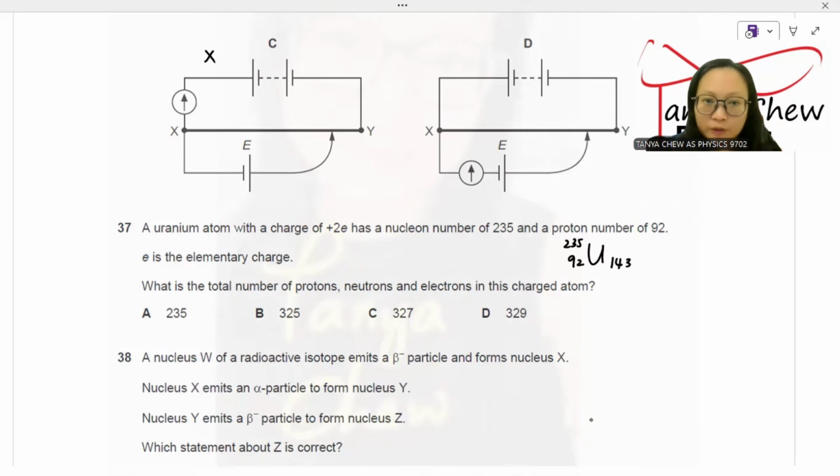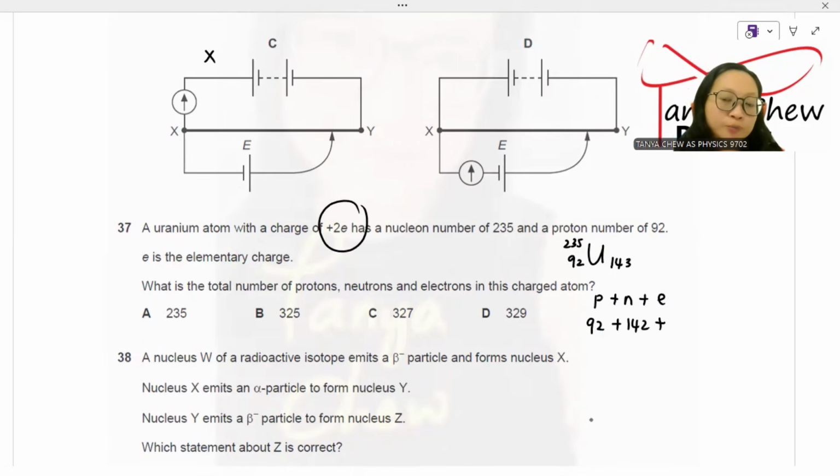And then the total number of protons plus neutrons plus electrons. So 92 plus 143, and then positively charged by 2e means the electrons are fewer by 2, so 90. Now you add all, you will get 325. The answer is B.